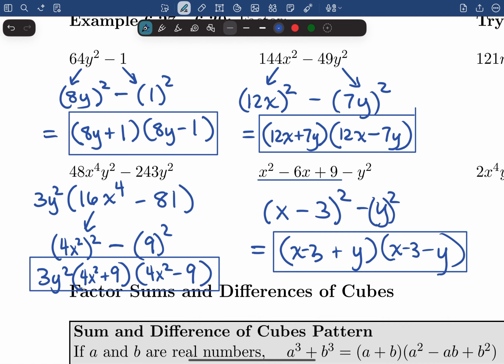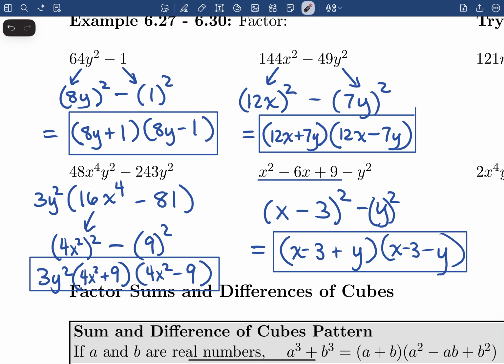Great. So this is a special scenario where I use the perfect square trinomial pattern to factor it. And then once I factored it, I see the difference of squares pattern, and I factor that. And I have now finished this off. It's x minus 3 plus y times x minus 3 minus y. And here we see the conjugates, right? The plus and the minus between the two things that were being squared.